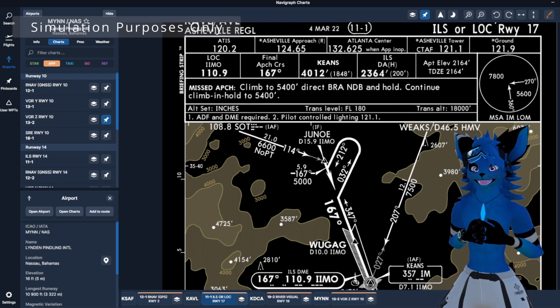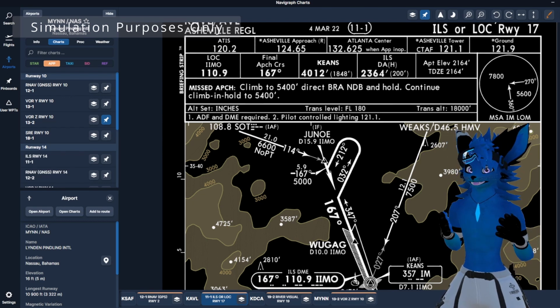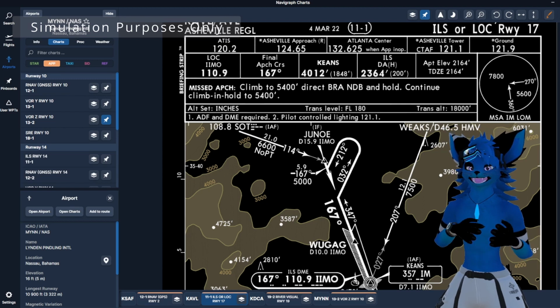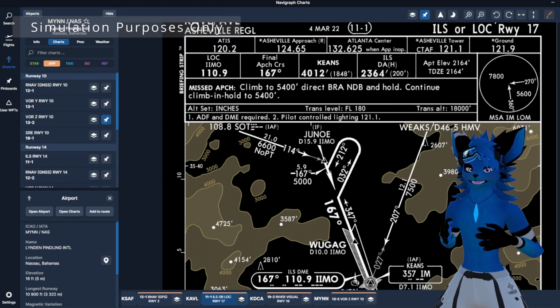Next, we have the equipment requirements for the airplane in order to shoot this approach properly. So we need an ADF and a DME receiver. The ADF is how we track the NDB. It's the automated direction finder. DME is distance measuring equipment.